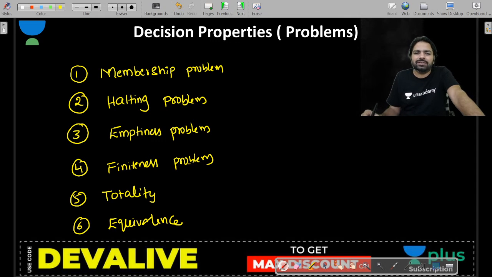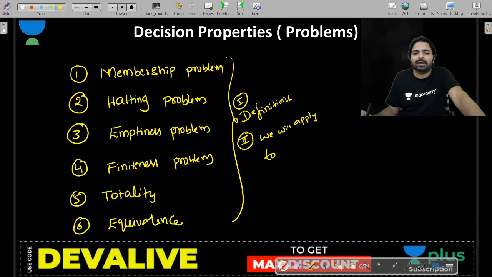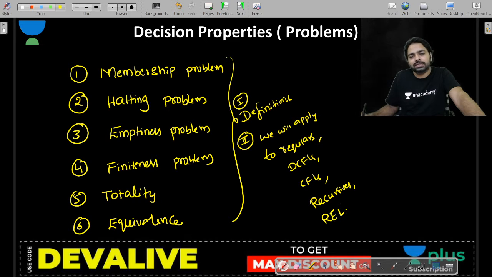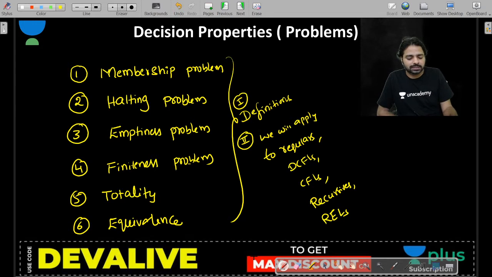And now what is this definition? So first we will learn definitions. Later on we will apply them to various domains like regular languages, DCFLs, CFLs, recursive languages, and also RE languages. Yeah, so we'll apply them later on. Decision properties.